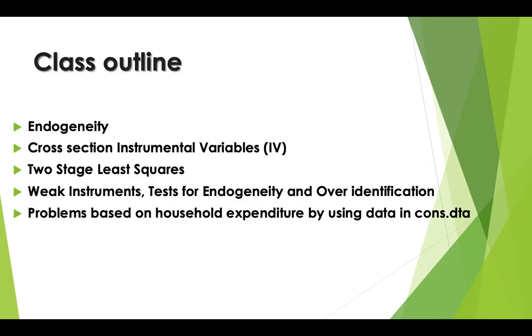Today we are discussing the endogeneity problem, and then cross-sectional instrumental variables and how to use them in two-stage least squares, weak instruments, tests for endogeneity and over-identification, and we will solve a problem based on household expenditure by using the consumption data from the National Sample Survey.